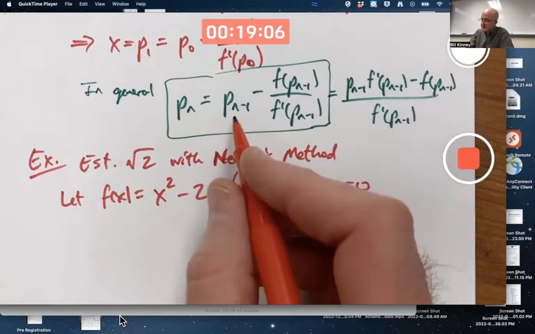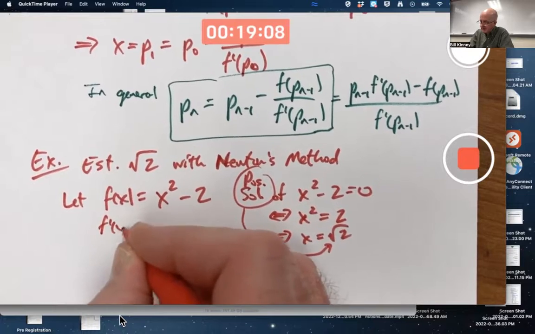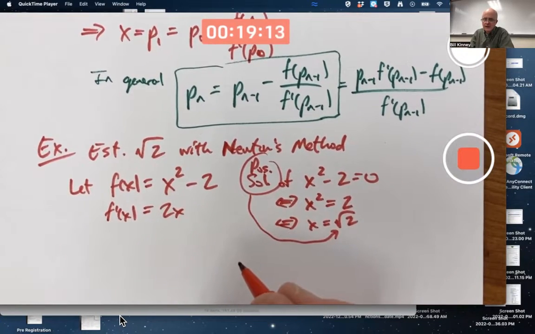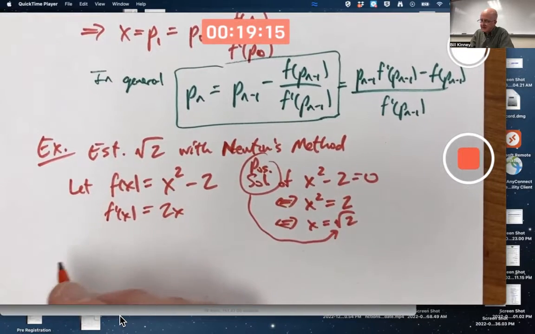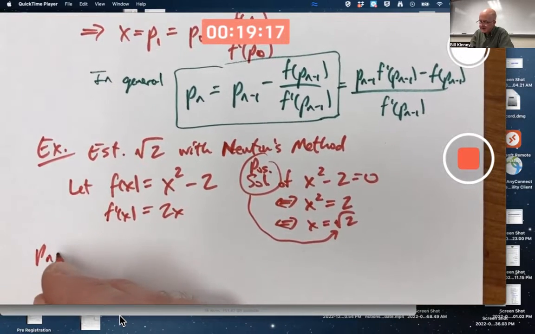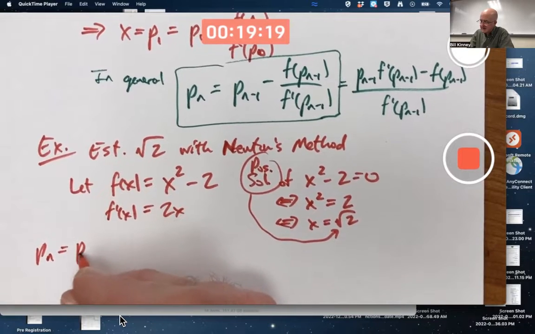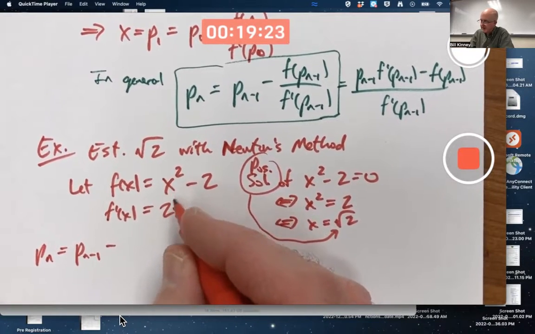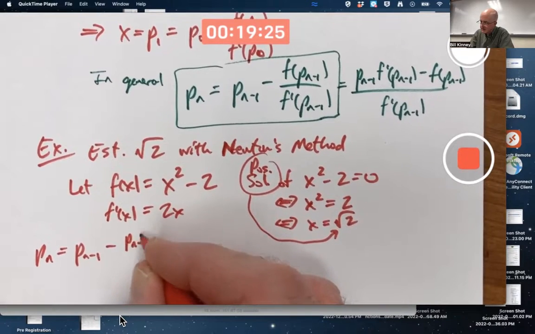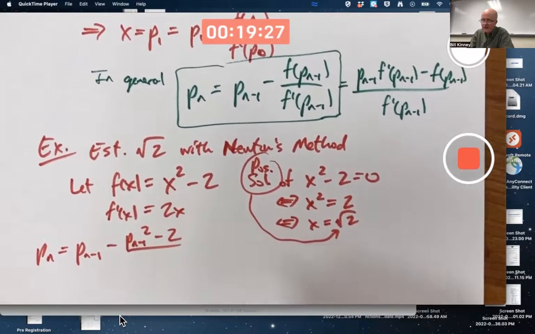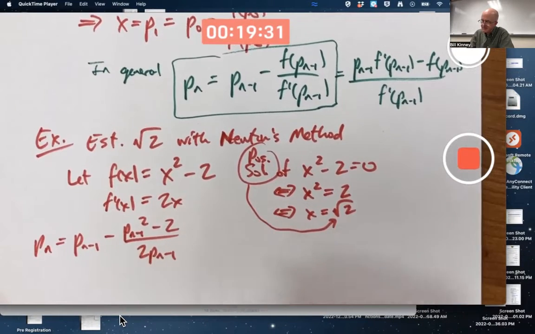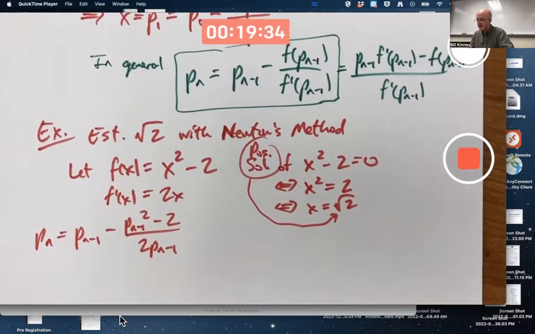So we're going to need to use this formula. We need the derivative. It's 2x. And let's go ahead and write how this formula simplifies. Then for this example, p sub n will be p sub n minus 1 minus, okay, f of p sub n minus 1 will be p sub n minus 1 squared minus 2. And f prime of p sub n minus 1 will be 2 times p sub n minus 1. Okay, so that's the recursive formula to use.